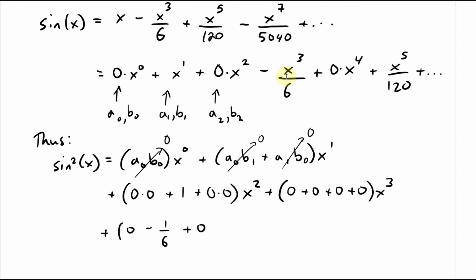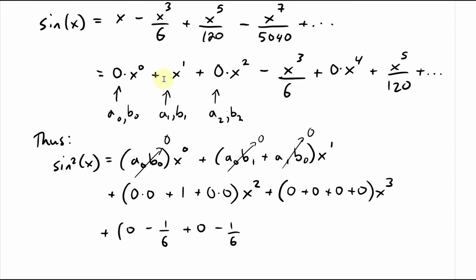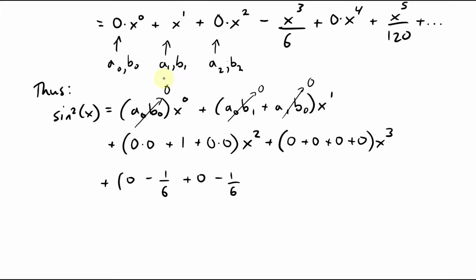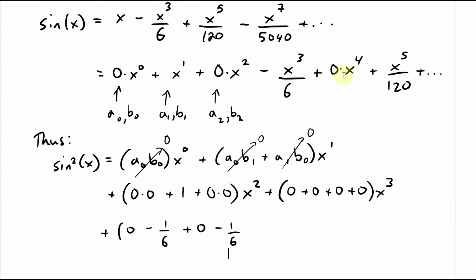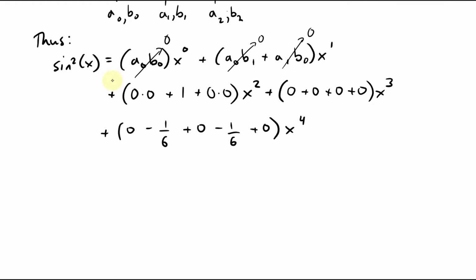And the next one's going to be negative 1 over 6, times b1, which is 1. And then the next one's going to be 0 times 0. This is going to be our x to the 4. And so on. And then the next one is going to be plus dot dot dot, etc. I'll just leave it like this.